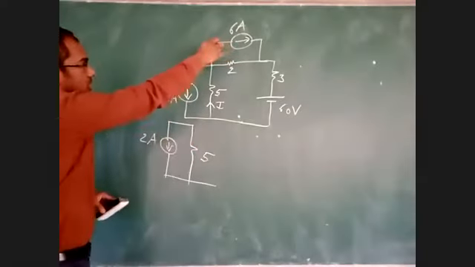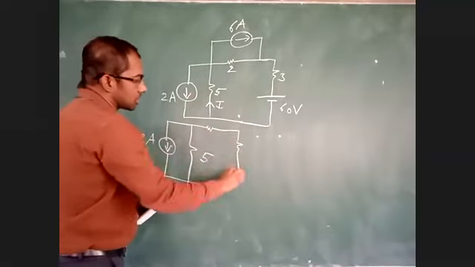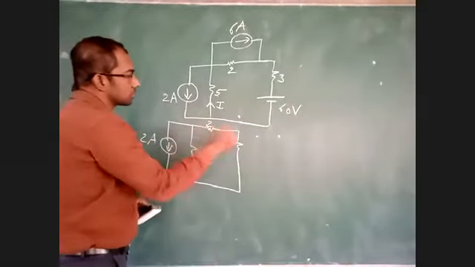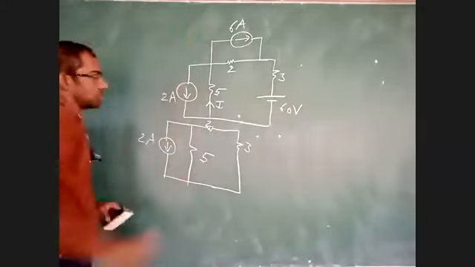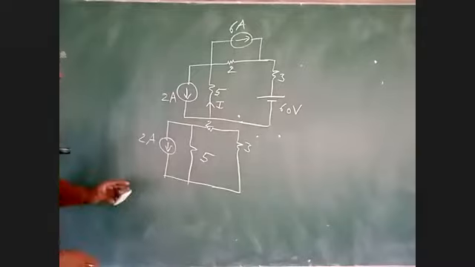I will open this 6 ampere, and I will short this voltage source. All voltage sources will be short circuited, and current sources will be open. I am shorting this voltage source. I am opening this current source.